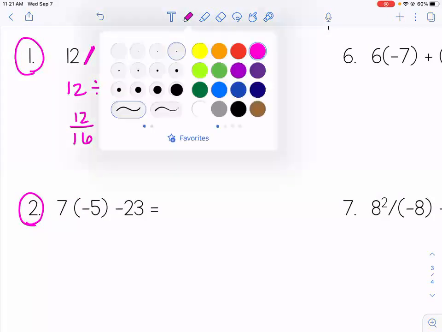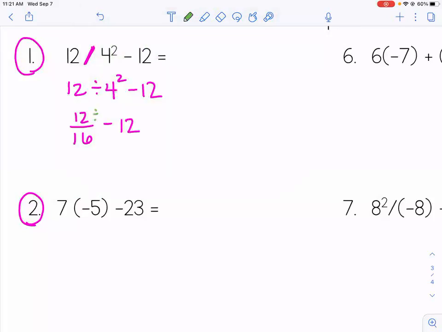We can divide both of these by 4. So we have 3/4 minus 12. Can I take 3/4 minus 12? Right now we can't, but we can as long as they have common denominators. So we're gonna turn this into 3/4 minus 48/4. 12 times 4 is 48.